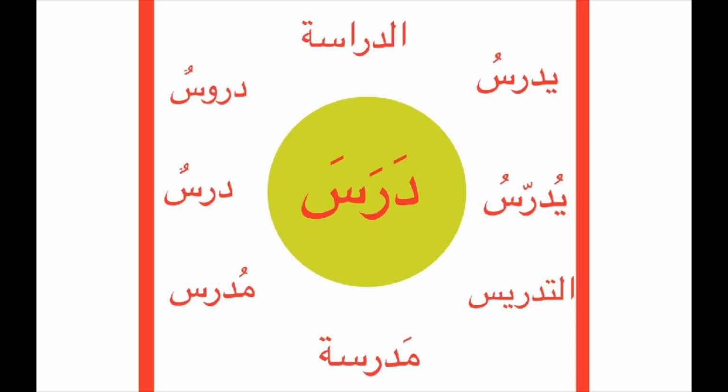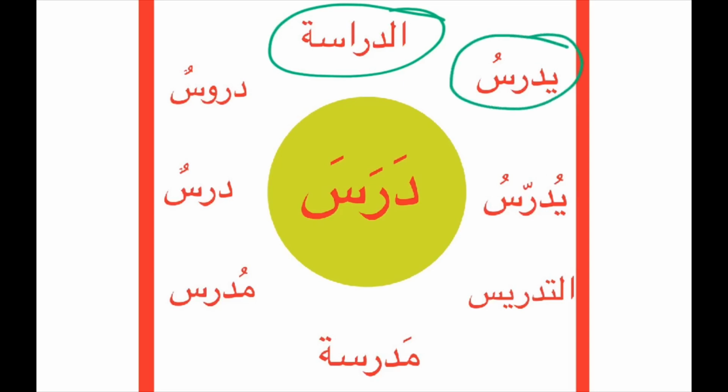Now let's look at another root family, dal, ra, and sin. Darasa. Darasa means to study, or he studied. Let's look at some of the words that we can extrapolate from the root darasa. We have ad-dirasa, studying. Yadrusu, he studies. Yudarrisu, he teaches. At-tadris, teaching.